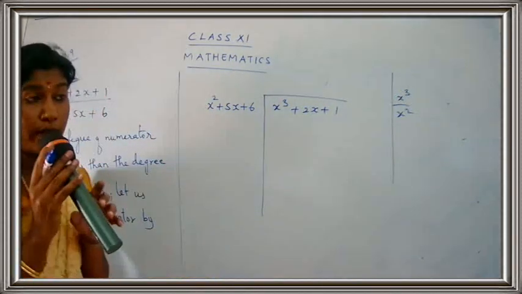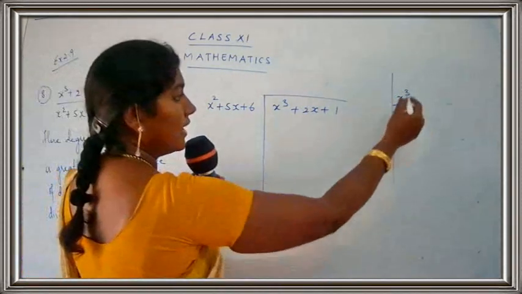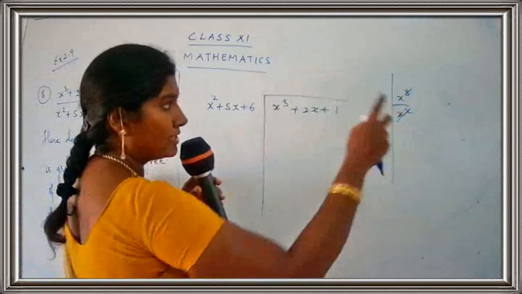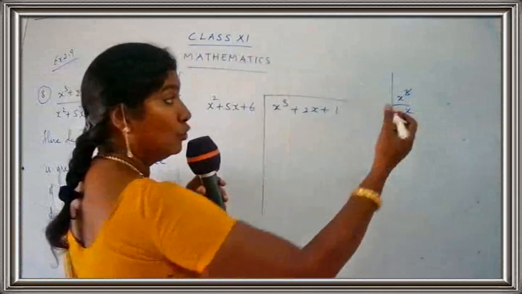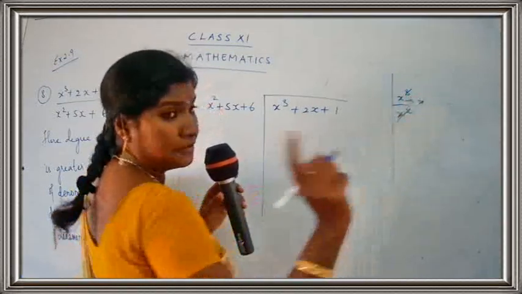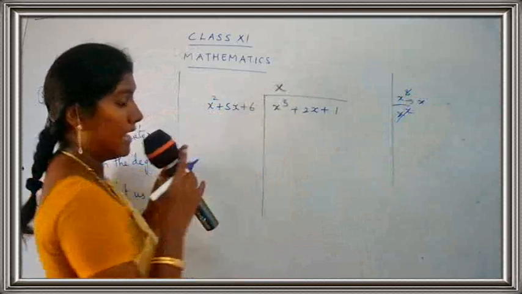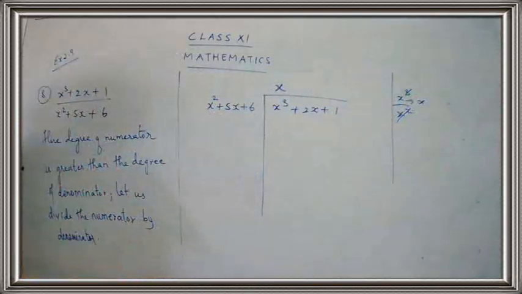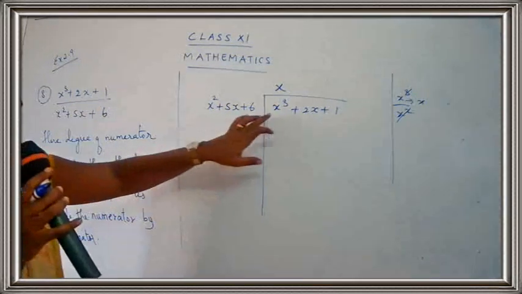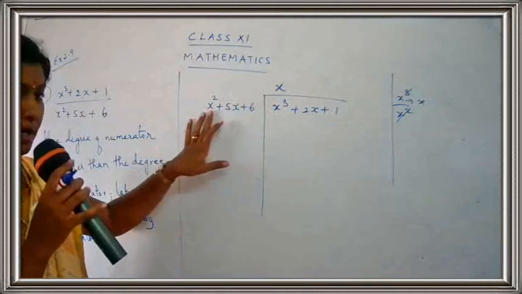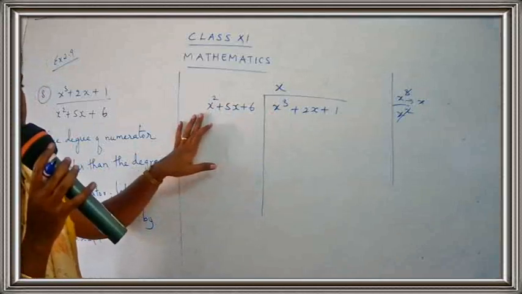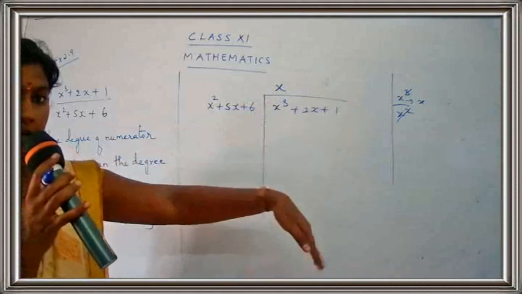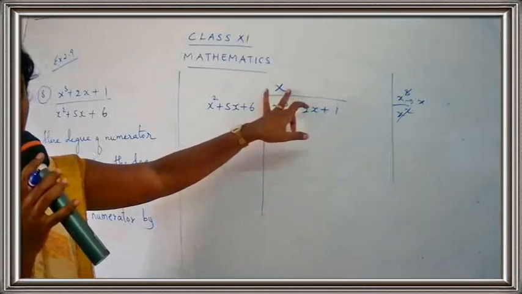What is x cube upon x square? X square gets cancelled. Here we have 2x and here we have 3x. So 2 gets cancelled, and what is left in the numerator? X is left. So you have to write down x in the quotient part. So what we have done, we have taken the numerator first term and the denominator first term, and we are dividing, and when we divided we get the answer as x. So I am just writing over here x.